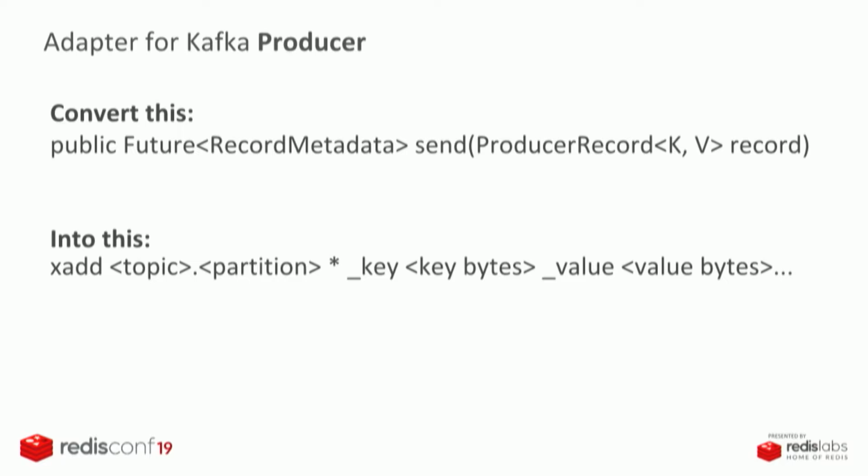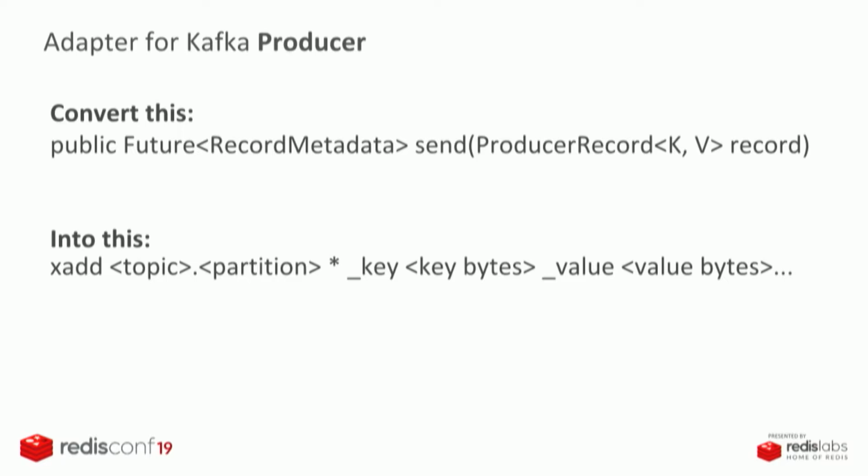Kafka has an interface called Producer, right? There's an implementation which is KafkaProducer. So what we have done is essentially make another implementation of that class, which internally uses the same partitioners, the same serializers and deserializers, but instead just pushes that record to Redis. And how does it do that? It just calls the XADD command.